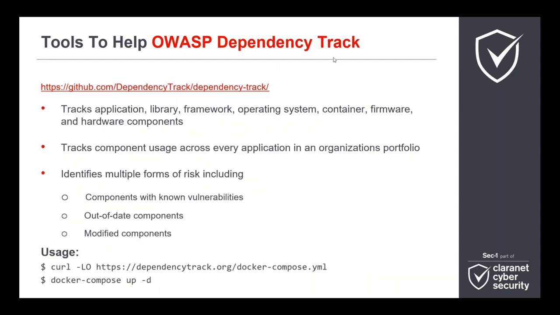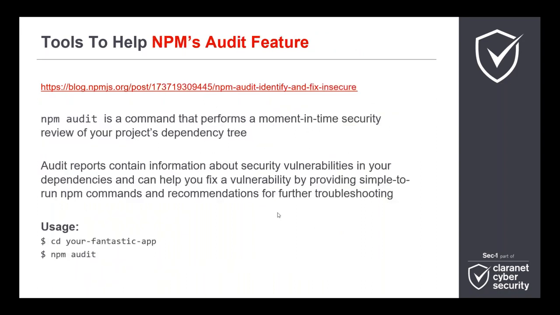Then we have Dependency-Track, which is more of a monolithic, full enterprise approach. It's by OWASP as well. And this tracks application, library, framework, OS, container, firmware, and hardware components. So it checks the patch level of things essentially across your entire enterprise. You can track component usage across every application, and it will check for things like components with known vulnerabilities, out-of-date components, and modified components, importantly, just in case something gets modified without any kind of oversight.